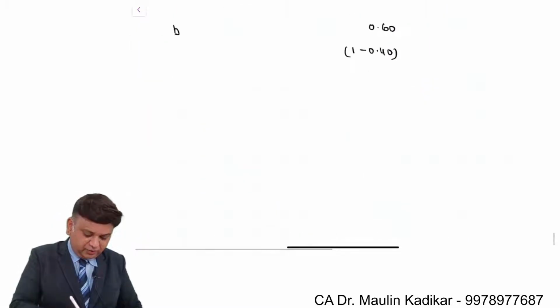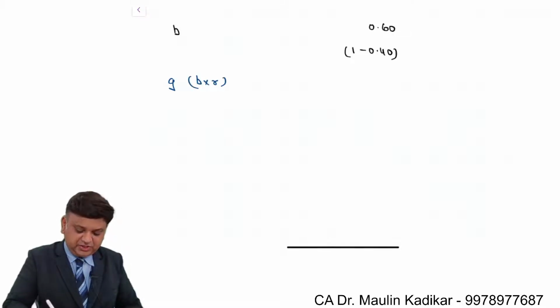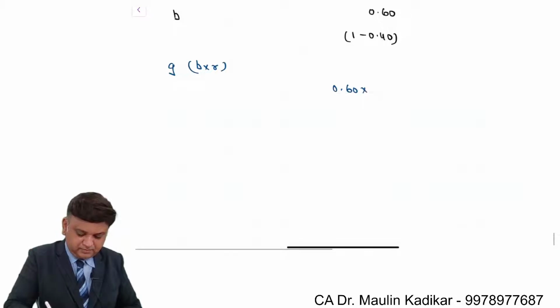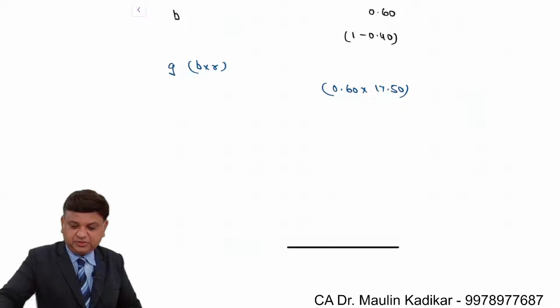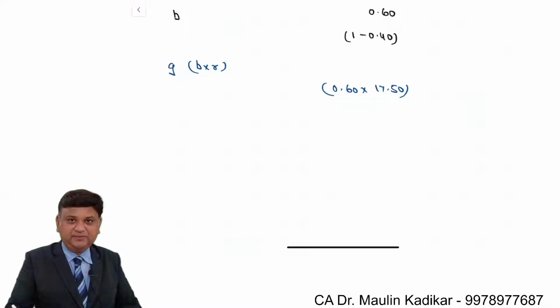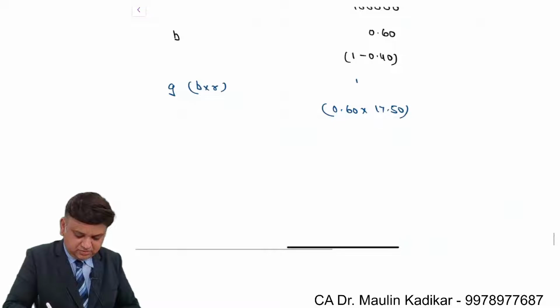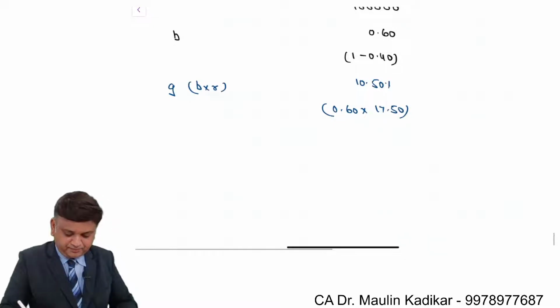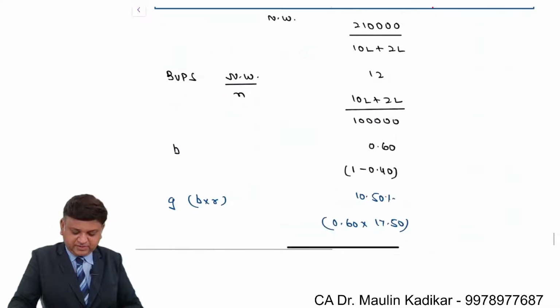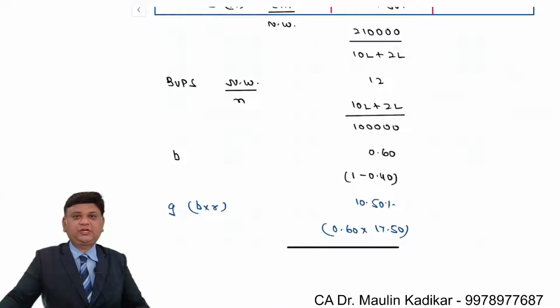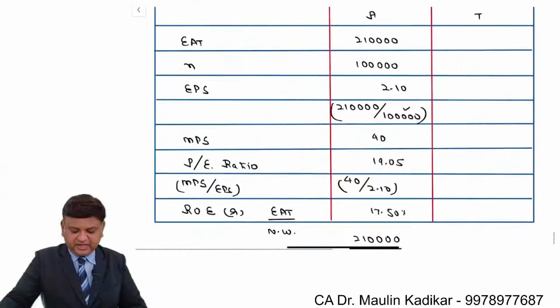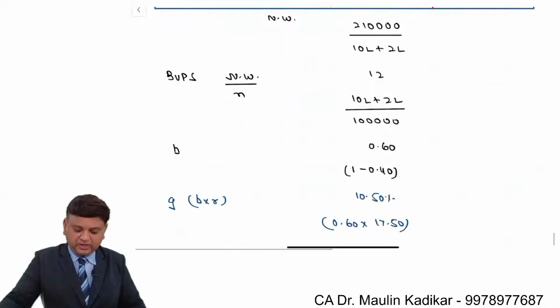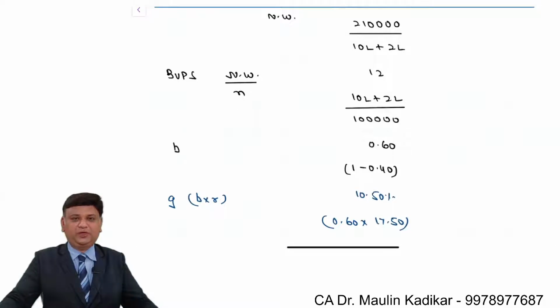So finally we will compute the growth rate as B into R. B stands for retention ratio 0.60 into 17.5%. That comes to 10.5%. So the growth rate is 10.5%. This is the way growth rate can be calculated. This is the answer from the A Limited point of view. I request you to do the entire working from the T Limited point of view on your own.